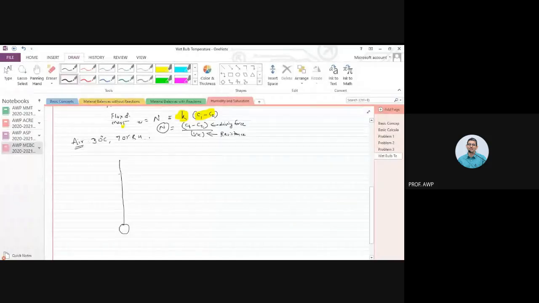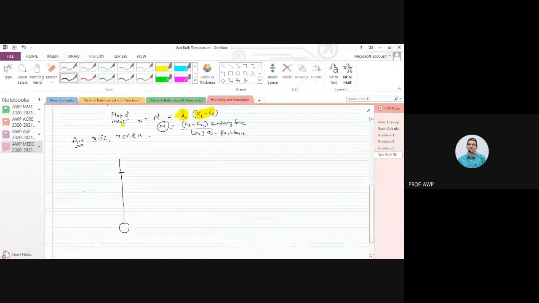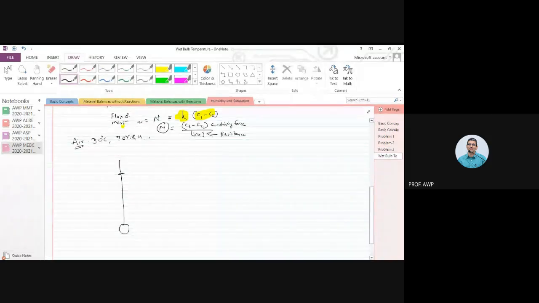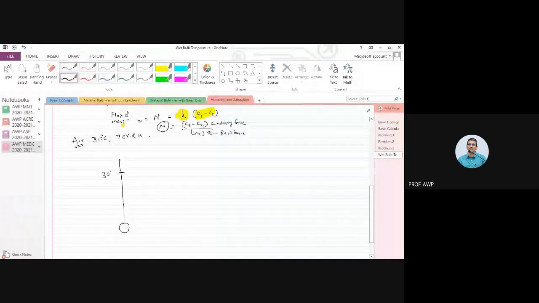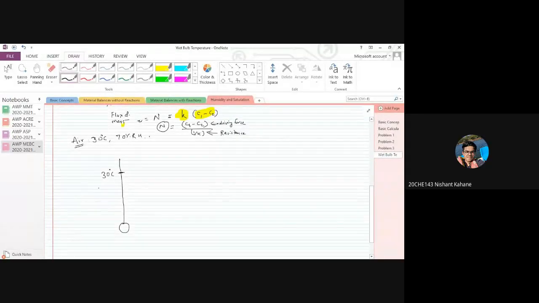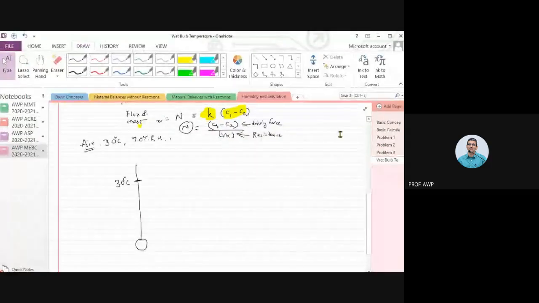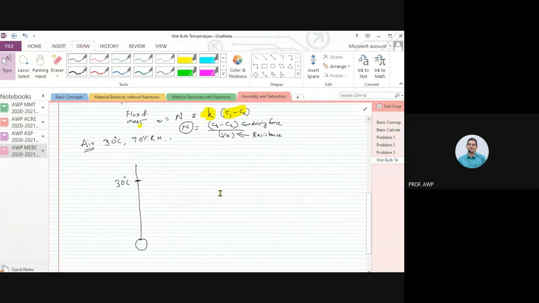So if I take a thermometer, I measure the temperature. What would be the temperature that I will measure? 30, right? If I take a thermometer and I measure the temperature, air is at 30 degrees centigrade, the mercury on that thermometer will be up to 30 degrees centigrade. Do you agree? Do you disagree? Yes, sir, I agree.